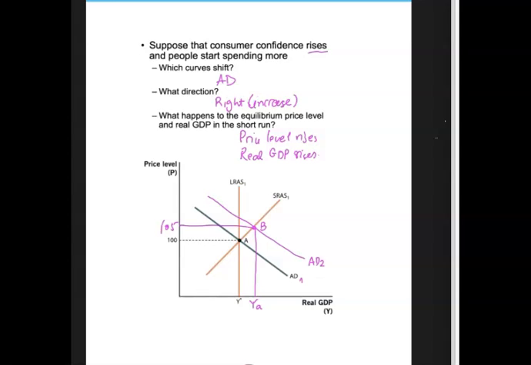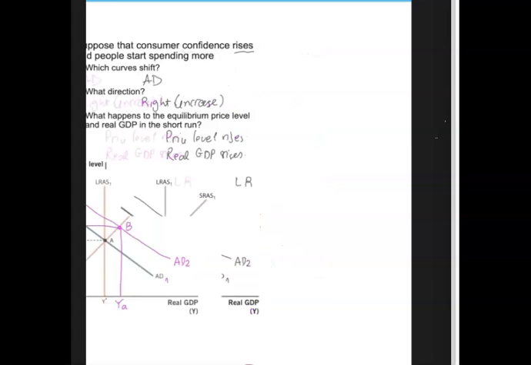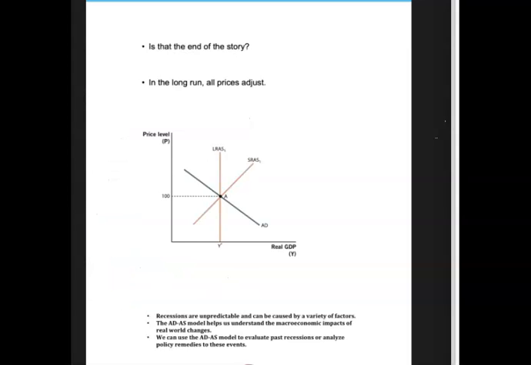Because it's not a long run equilibrium yet, right? So what's going to happen is that, let me check the next page. See, it's not the end of the story, right? It's not the end of the story because we are not at the long run equilibrium yet. Okay, so in the long run, all prices are going to adjust.